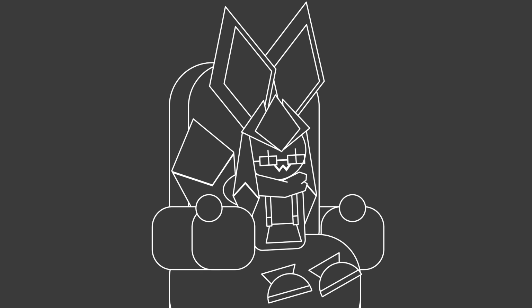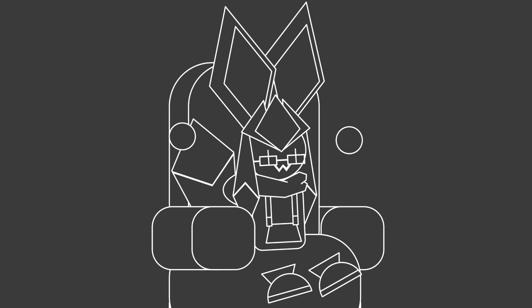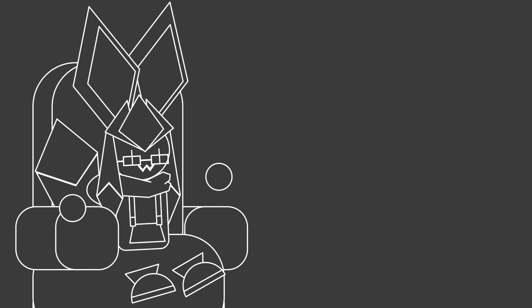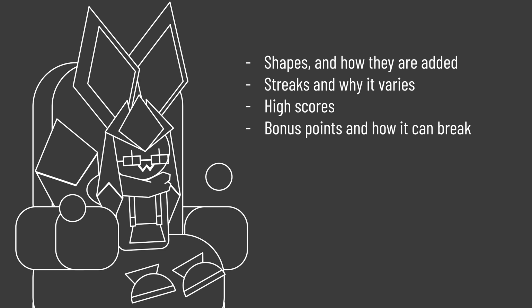So what have we learned from all of this? Well, lots of useless technical information, sure, but we pretty much went over everything there needs to be known about vib-ribbon's scoring system in detail. We went over what the shapes are and how they are added. We also went over the details of the streaks and why it can vary, the high scores, and even the bonus points added at the end of the stage and how we can use it to break the game.